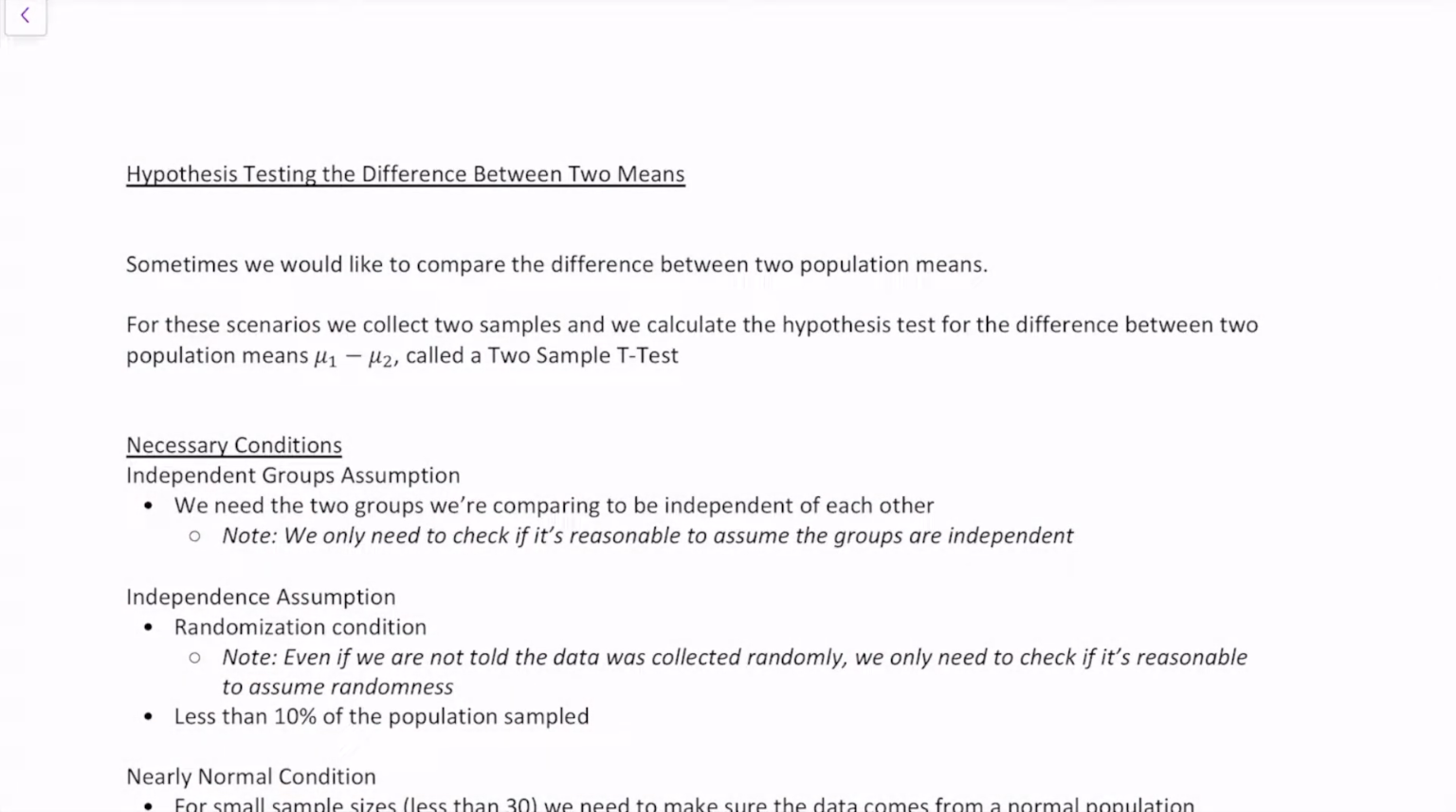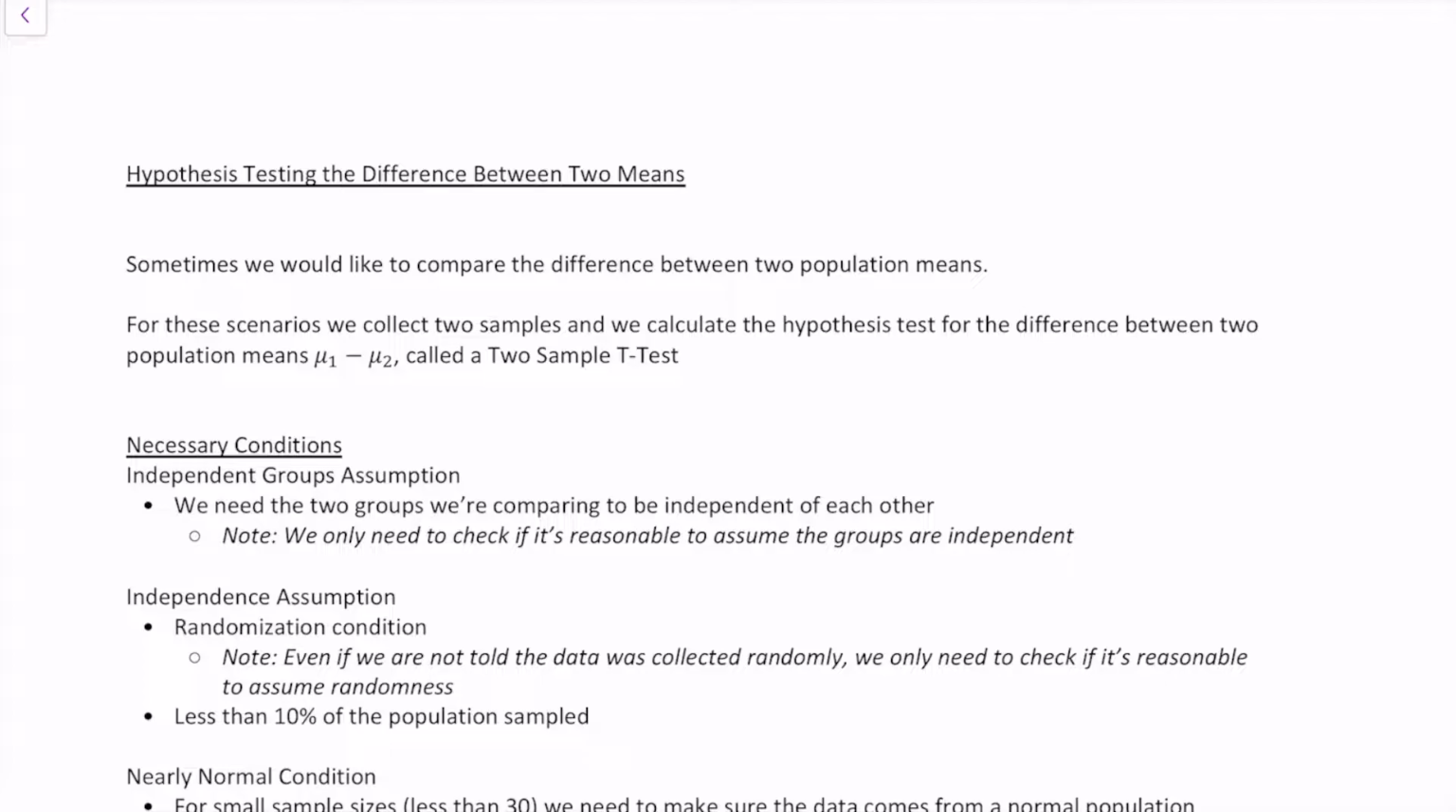Hope everyone's doing well. In this particular video, we're going to go over hypothesis testing, the difference between two means. So if you've seen the video or the lecture on confidence intervals on the difference between two means, this is going to be very similar, just with our added flavor of the hypothesis testing that we've been doing. All right, so what we do is similar to what we did, like I said, with the case with confidence intervals of the difference between two means, is that we're going to compare two different groups.